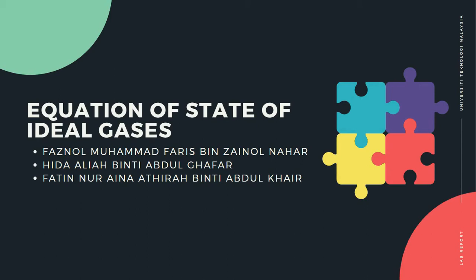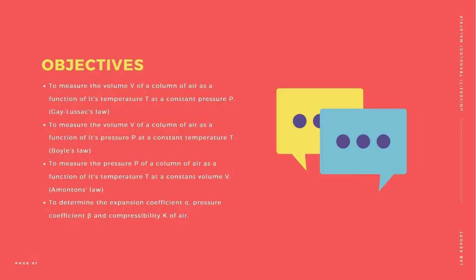My name is Hida Alia binti Abdul Ghaffar and I will be presenting the initial part of the lab report for the experiment of T1, equation of state of ideal gases. Our objectives for this experiment are to measure the volume of a column of air as a function of its temperature at a constant pressure. This is following the Gay-Lussac's law.